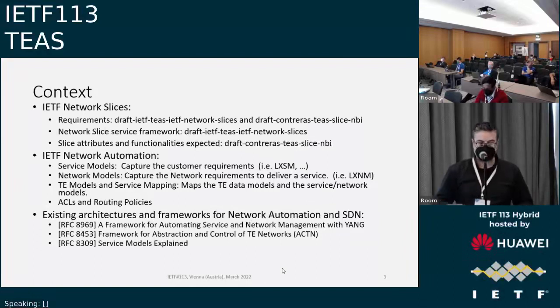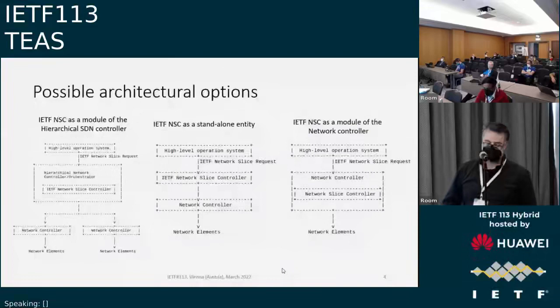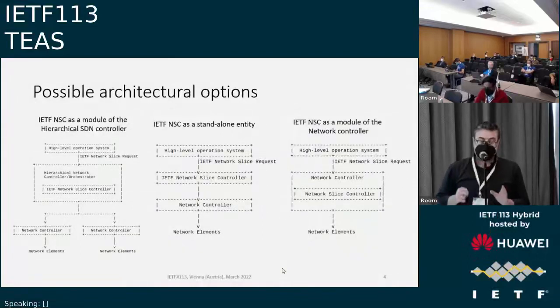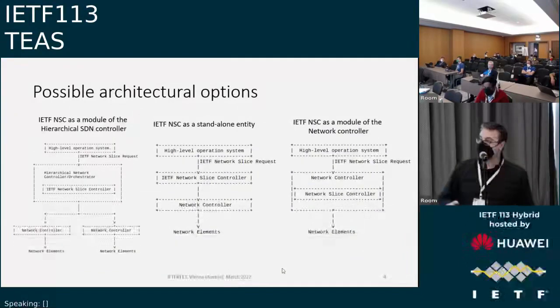And from the point of view of architectural framework, we are looking at the RFCs that you can see there. So the framework for automating services and network management, the framework for abstraction and control of the network, so the ACTN framework, and the service models RFC as well. Regarding potential architectural options that are now documented in the draft, we are considering 3 of them.